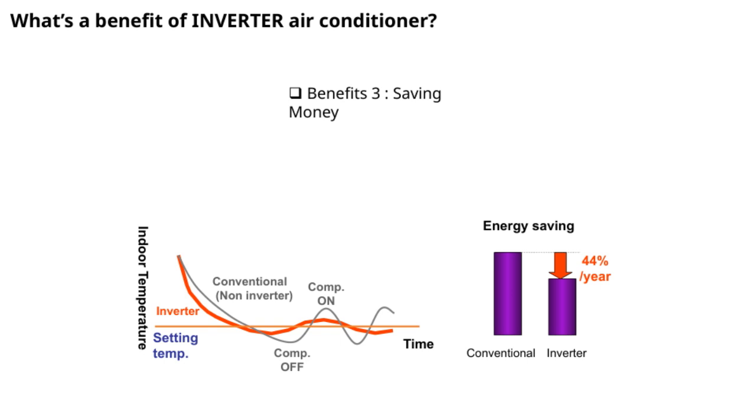Plus, with the inverter, you get a more comfortable indoor environment because the temperature stays consistent. So the main takeaway is that choosing an inverter air conditioner not only cuts down your energy bills, but also enhances your comfort. It's a smart, efficient choice that aligns perfectly with our goal of sustainable and cost-effective living.